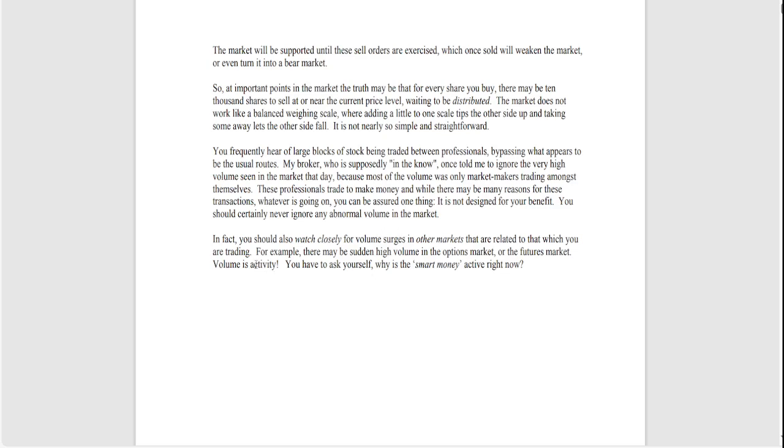So volume is the activity, and you have to ask yourself: is smart money active right now? Whenever there is high volume or a spike of volume in the market, it means smart money is active in the market.